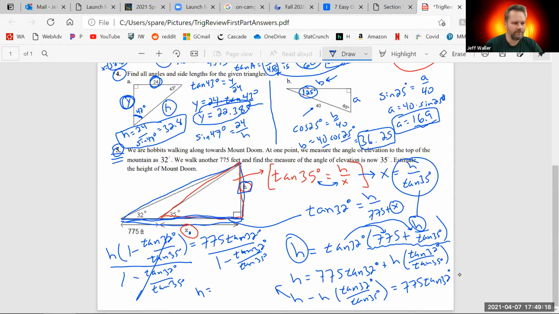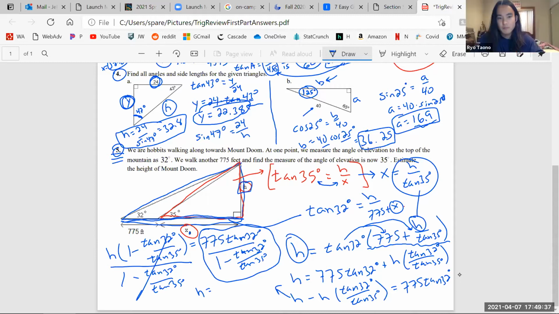Does somebody have the answer? Are you able to put this in the calculator correctly? Is it 4,500? Yeah, it's like 4,500.9 something, right? So it's officially accepted to be about 4,500 feet tall.